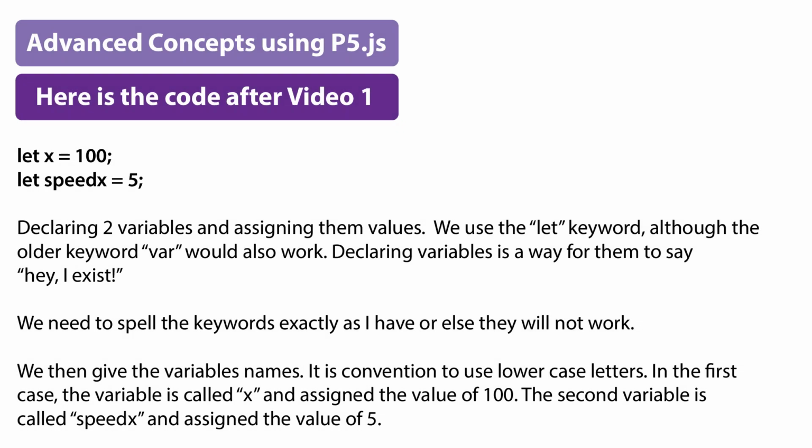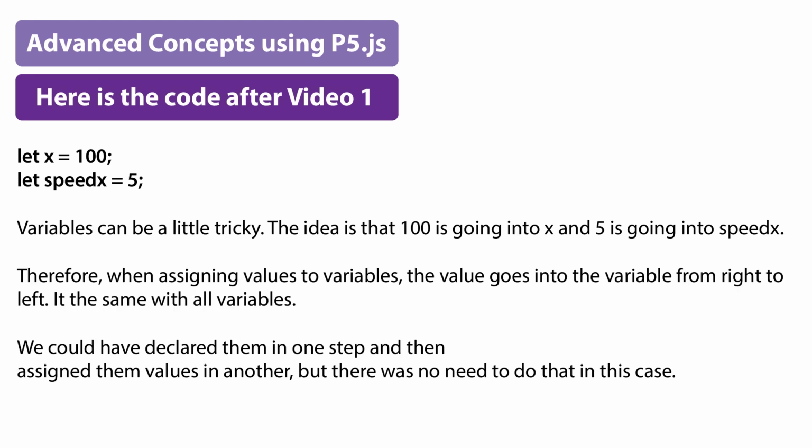So declaring variables is basically the way that variables say, hey, I exist. So we use the let keyword. We could use another keyword too, the var keyword, but the let keyword lets us declare these variables. And so it always goes the same way. So we use the let keyword, then we use the variable name, and if we want to put a value into it, we can do that too.